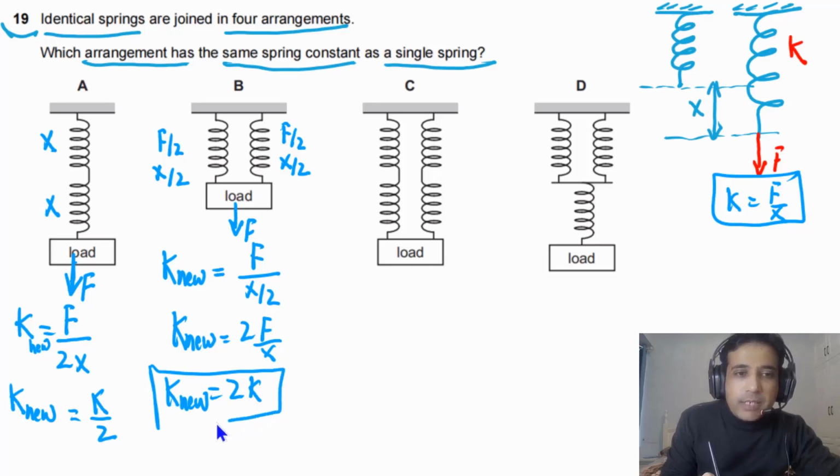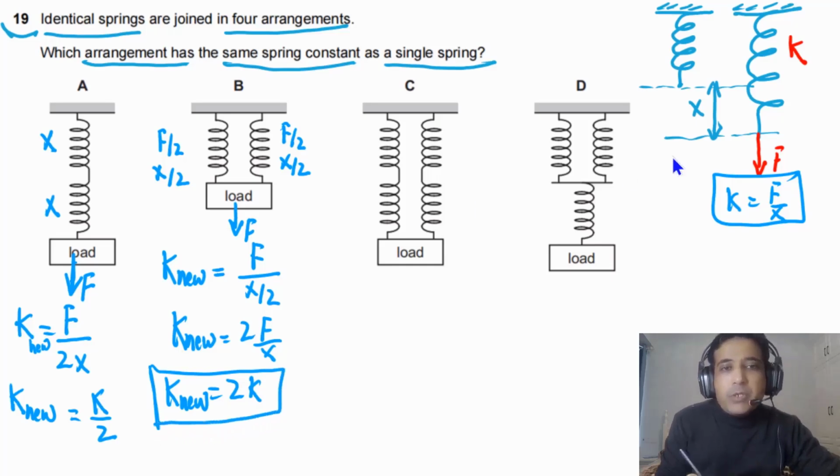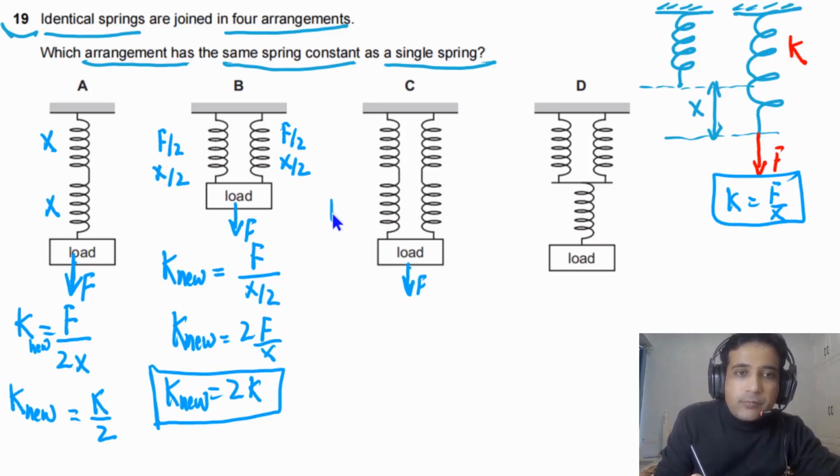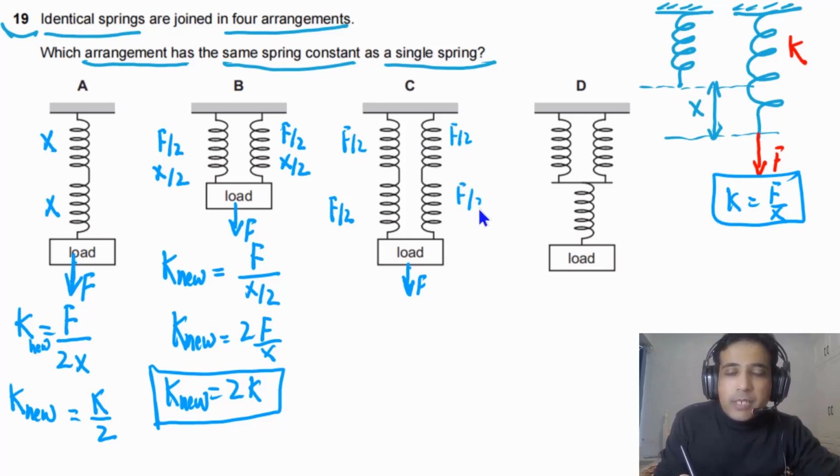And now we can go to the next one. In this case again we apply force F. The force on this one will be F by 2 and the force on this spring also will be F by 2. These springs are massless, so the force on this spring also will be F by 2. Now if you look at the extension, the extension of each of these springs will be X by 2.